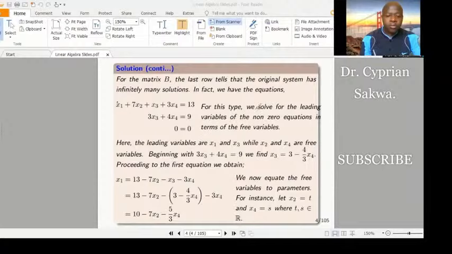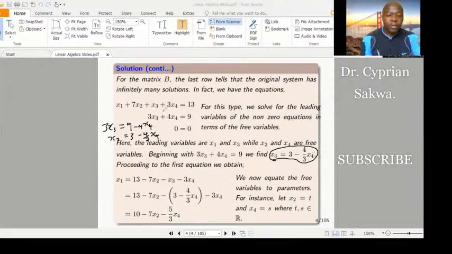So we solve for the leading variables of these non-zero equations in terms of the free variables. Beginning with this last equation, make x3 the subject. When you begin with that, you would find that 3x3 is equal to 9 minus 4x4. Dividing both sides by 3, you have x3 equals 3 minus 4/3 x4. So I've solved this leading variable in terms of the free variable. And that's what I have here: x3 equals 3 minus 4/3 x4.